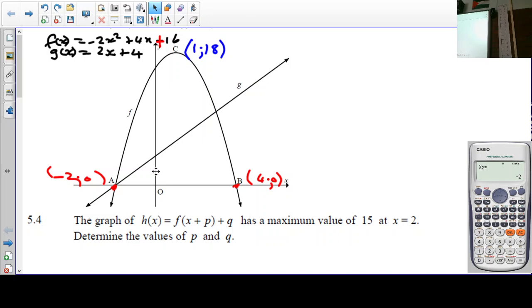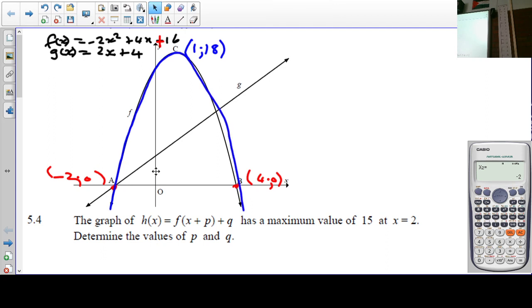The graph has been transformed. Yes, some transformation has taken place. So what is the current maximum of this graph? The graph of h of x has a maximum value of 15. Which graph has transformed? The transformation has taken place on f. Can you see that? So currently it has a maximum of 18.